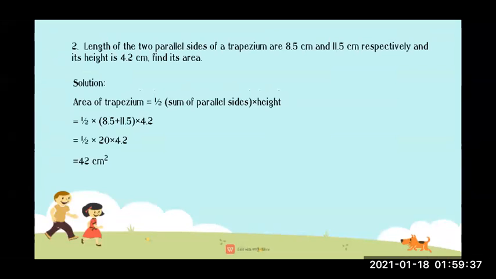So the next sum, next question: length of two parallel sides of a trapezium are 8.5 centimeter and 11.5 centimeter respectively, and its height is 4.2 centimeter. Find its area. Same here also, the parallel sides are given, that is 8.5 centimeter and 11.5 centimeter, and height is also given, 4.2 centimeter.